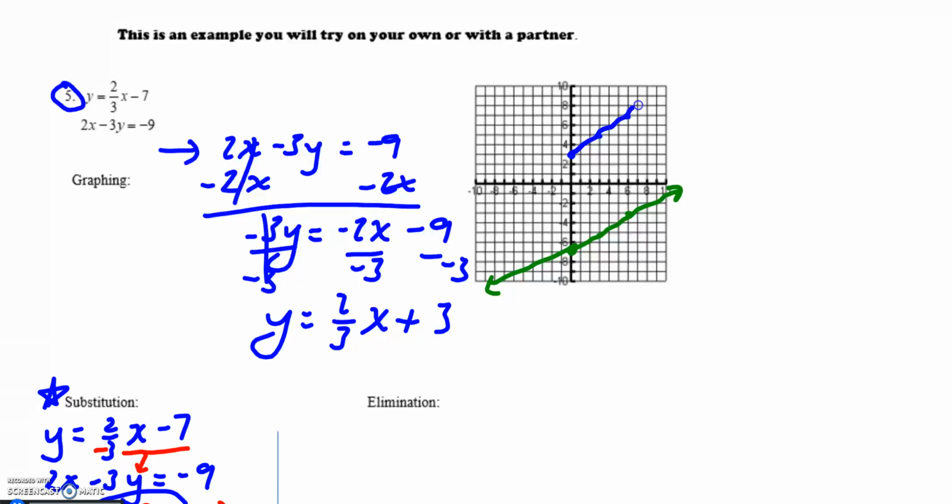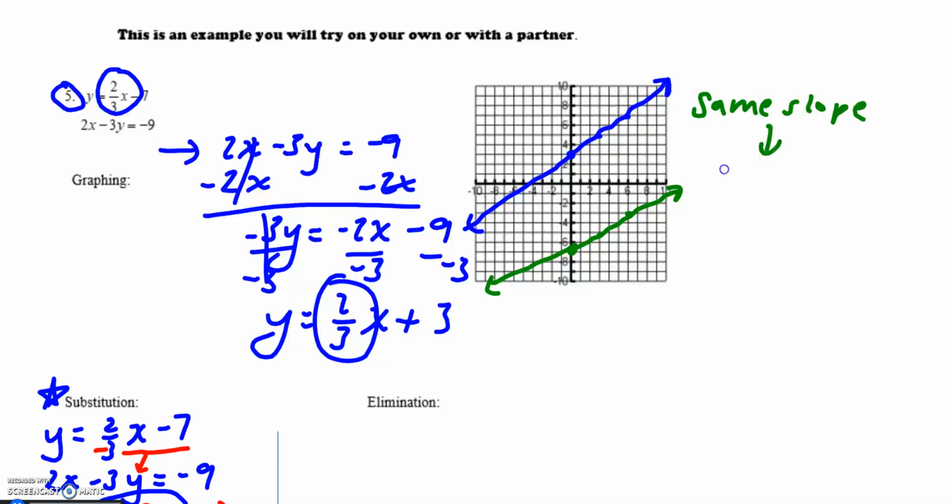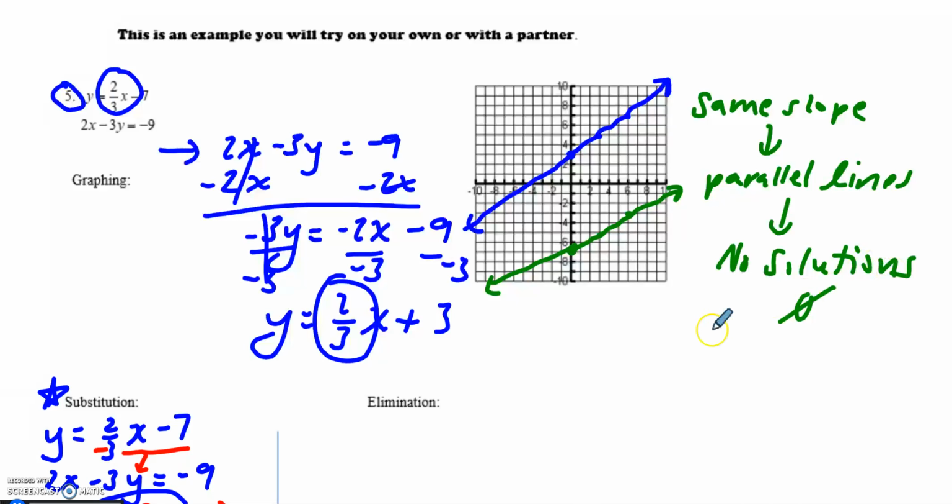So if I graph this blue line, because both of my slopes here and here are the exact same, my lines are parallel. So remember, same slope leads to parallel lines. And if lines are parallel, that means they never touch, which means there are no solutions or no answers. So far, two of my methods match. 'Tis a good sign.